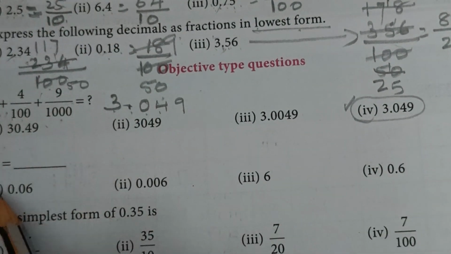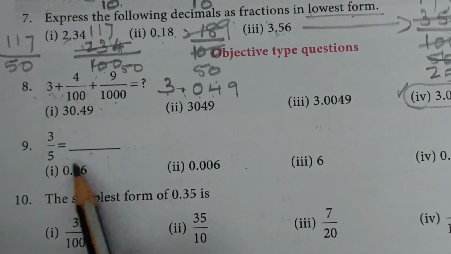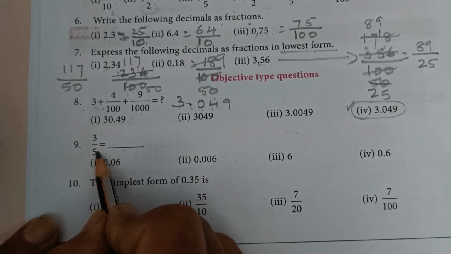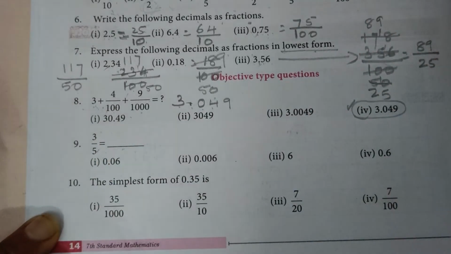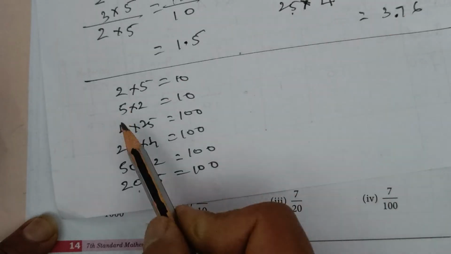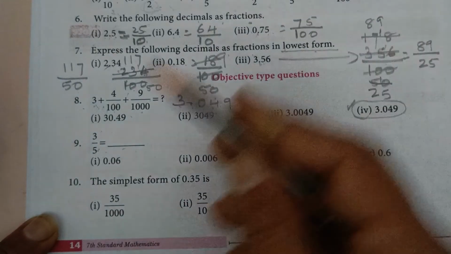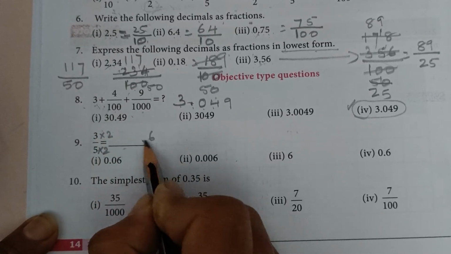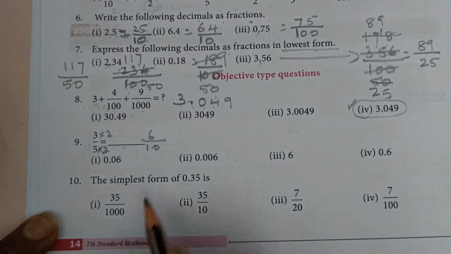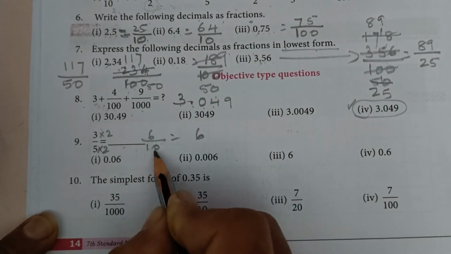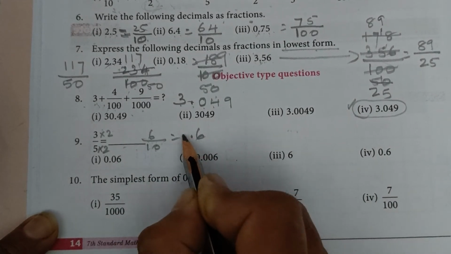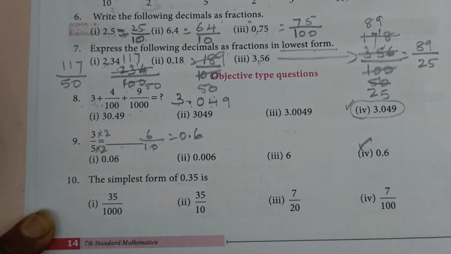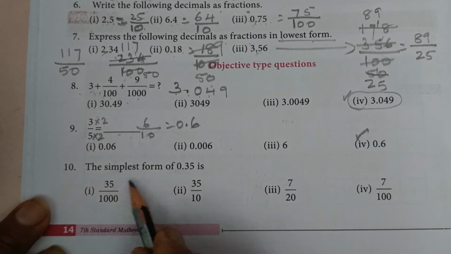Next one. 3 by 5 is equal to, we have to convert into a decimal number. 3 by 5. What to do? We should make the denominator 10. So 5 into what is 10? I've given you the table already. The denominator is 5, multiply by 2, isn't it? So 5 into 2, multiply numerator also into 2. 3 2s are 6, 5 2s are 10. Next step, write the numerator as it is. 10, count one zero and keep a point. 0.6. Do you have that here? Yes, option 4, 0.6.